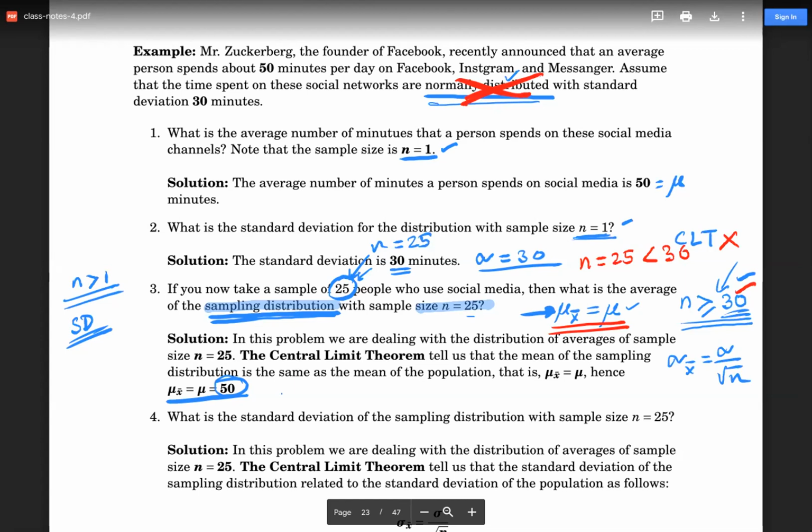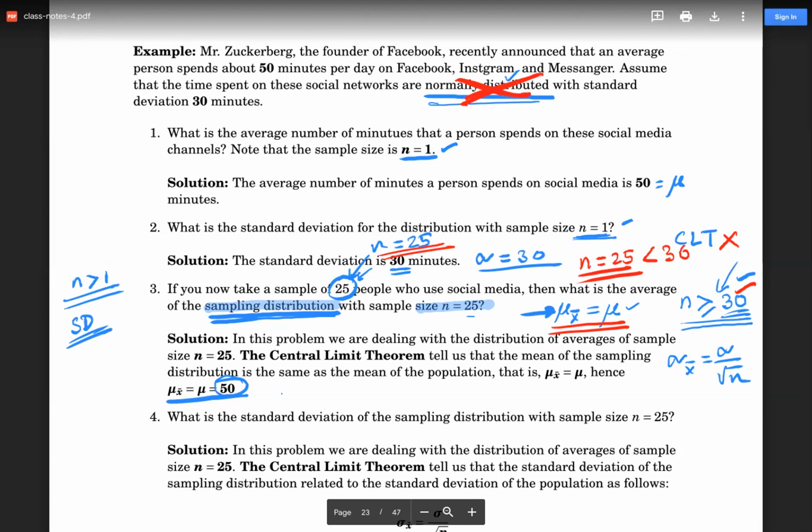In our case, the sample size is 25, which is less than 30. Therefore, we may not be able to apply the central limit theorem. Therefore, we cannot say anything about the mean of the sampling distribution with sample size 25. So that should be your answer for that.